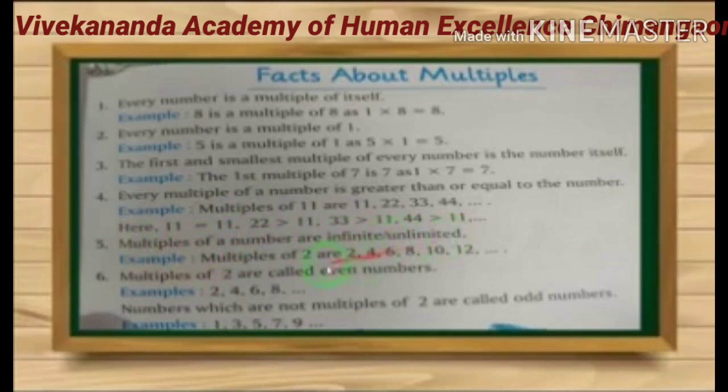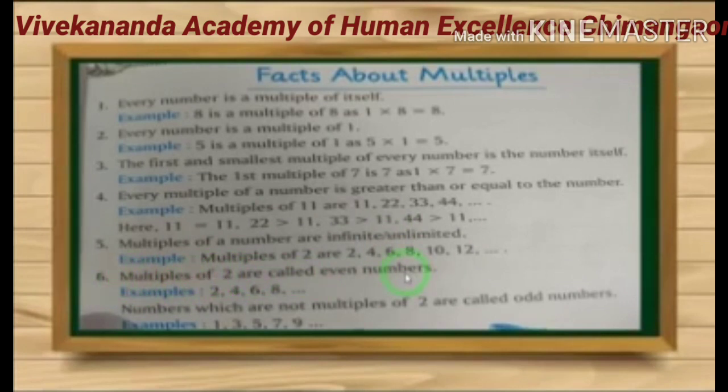Next, fifth point, multiples of a number are infinite, that is, unlimited. It means when we multiply 2 by 1, 2, 3, 4, 5, 6 and so on. 'So on' means, as I told, it will be continuous, it has no end. So multiples of numbers are also infinite, unlimited. The dots mean it has no end; we continuously get the sequence of multiples of 2.